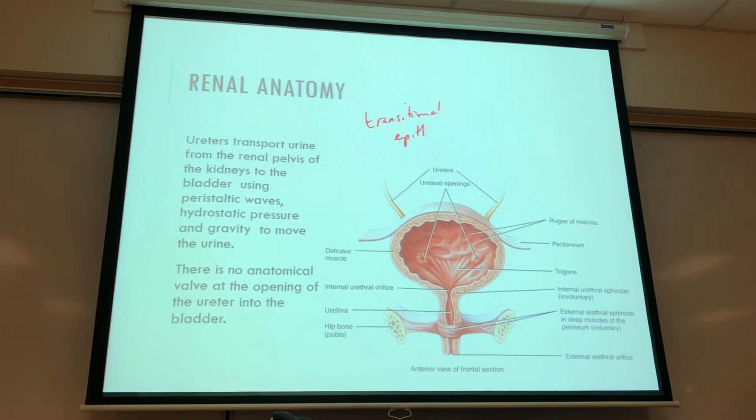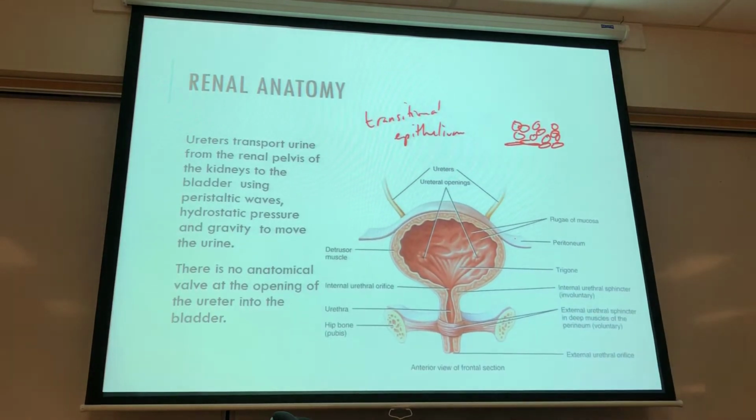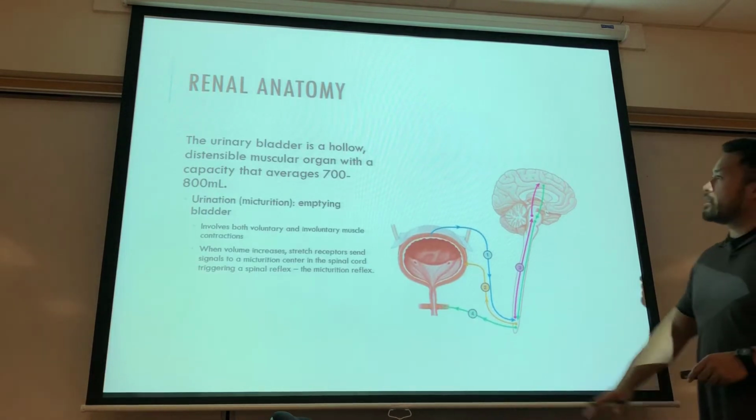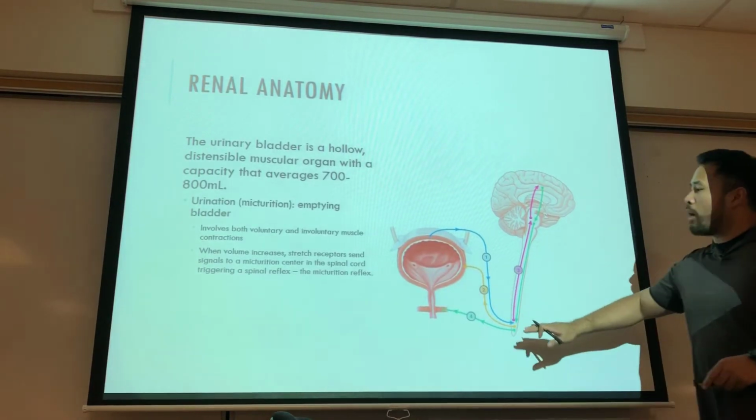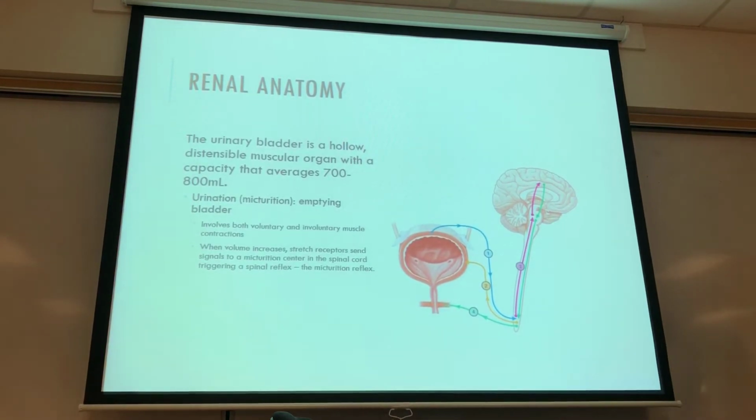And we do have transitional epithelium, which we discussed in our tissue lecture. Transitional epithelium consists of stratified layers, where some will be squamous, some will be cuboidal, and you get multiple layers where it accommodates the stretchiness of that particular organ. This bladder can hold quite a bit of fluid, upwards of about 700 milliliters to about a liter of urine.